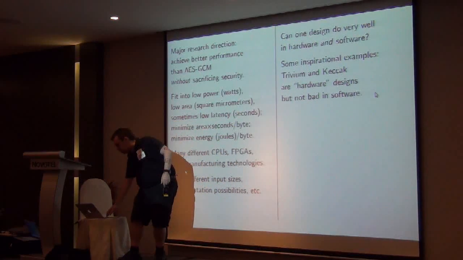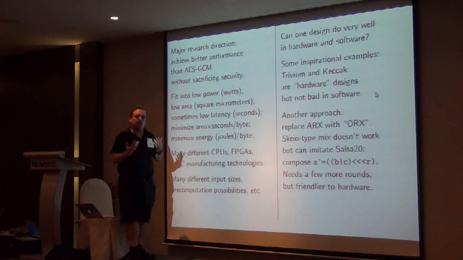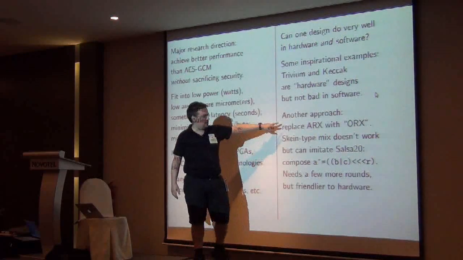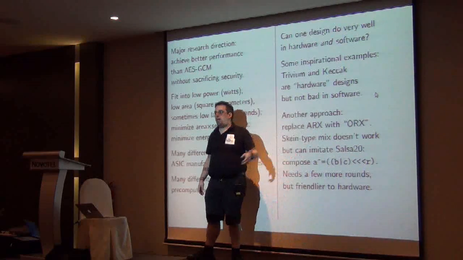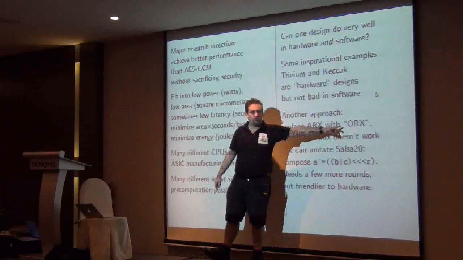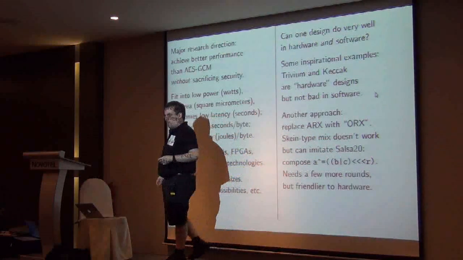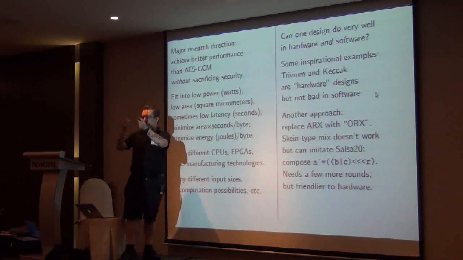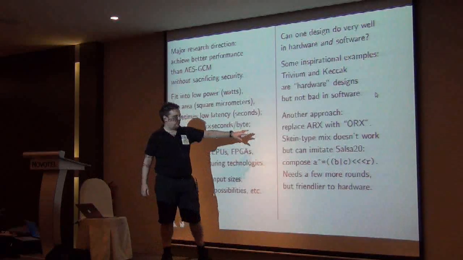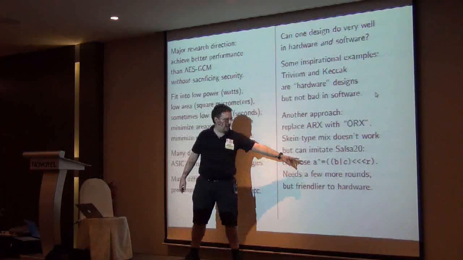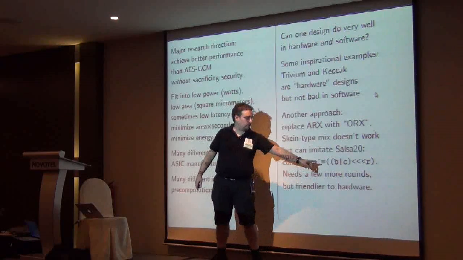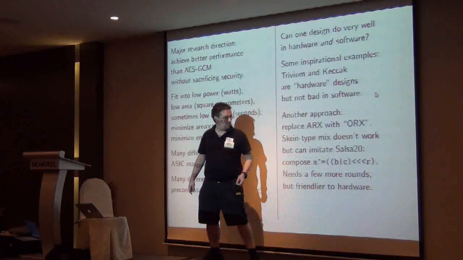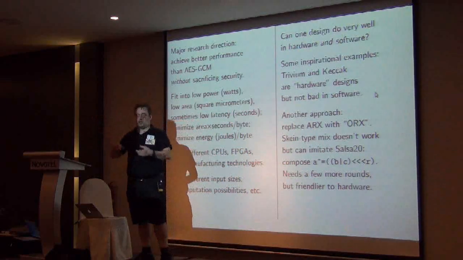Or you can say, let's start from the software designs and see what's making them not so good maybe in hardware. So one suggestion here is to replace ARX, add-rotate-XOR, with ORX, or-rotate-XOR. Now, if you remember the Skein mix from earlier today, you can't do that with OR because OR doesn't give you the invertibility you need for a Skein mix. But you can do, say, the basic operation in Salsa20, where you take two state variables, instead of adding them together, you OR them together, you rotate by some fixed amount, and then you XOR that into another state variable.